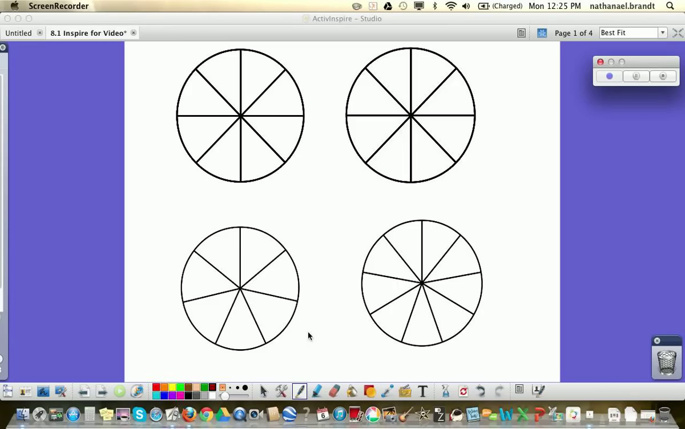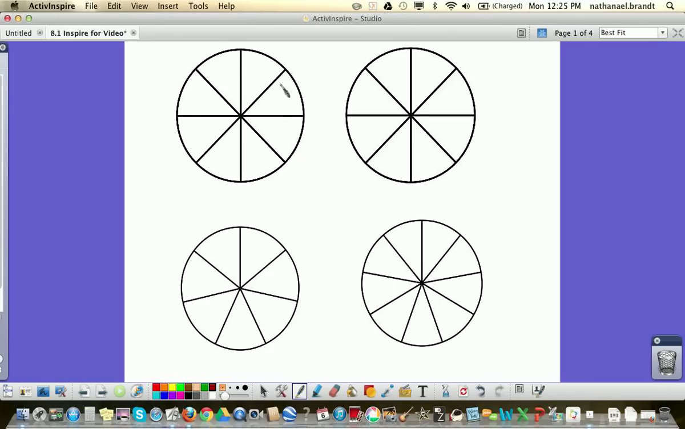The first problem deals with denominators that are the same, and we're going to use these pizzas or pies to help us with that. In this problem, each circle is the same size and each piece is the same size, and there's 8 pieces. So each piece of pie is 1/8 of the whole amount.